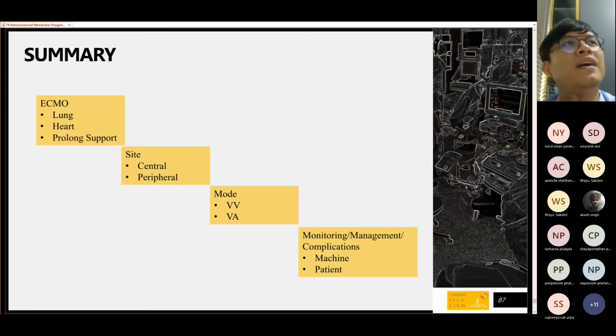All right, if not, here is a summary. So today we have talked about Ecmo. What is the Ecmo? To support the lung and heart. Which side is the Ecmo cannulation? Maybe central, maybe peripheral mode of the Ecmo, VV Ecmo and VA Ecmo. And monitoring, management, and complications that may be related to the machine and our patients. So I think you have the concept idea about Ecmo.